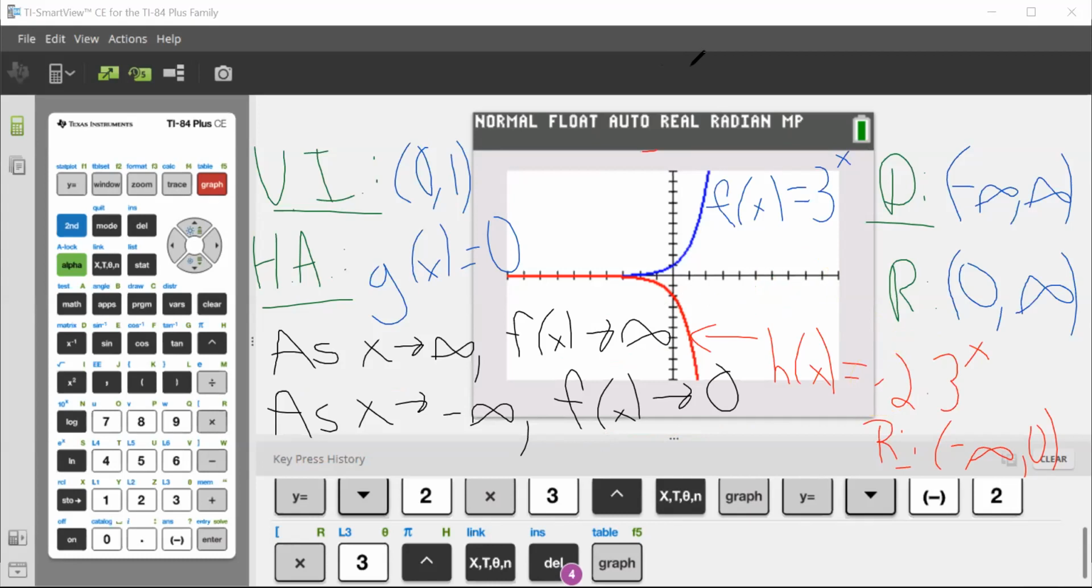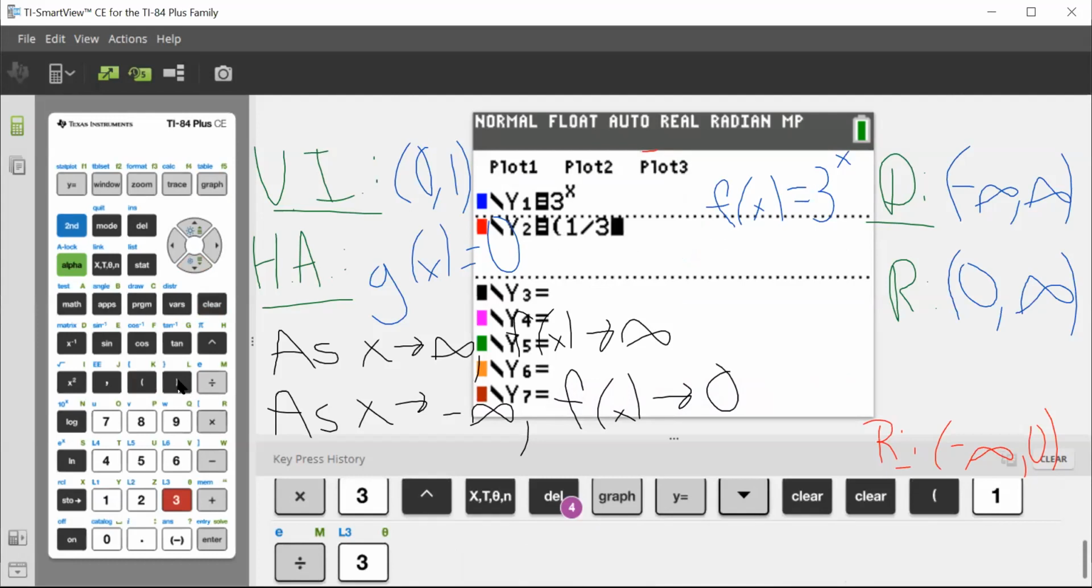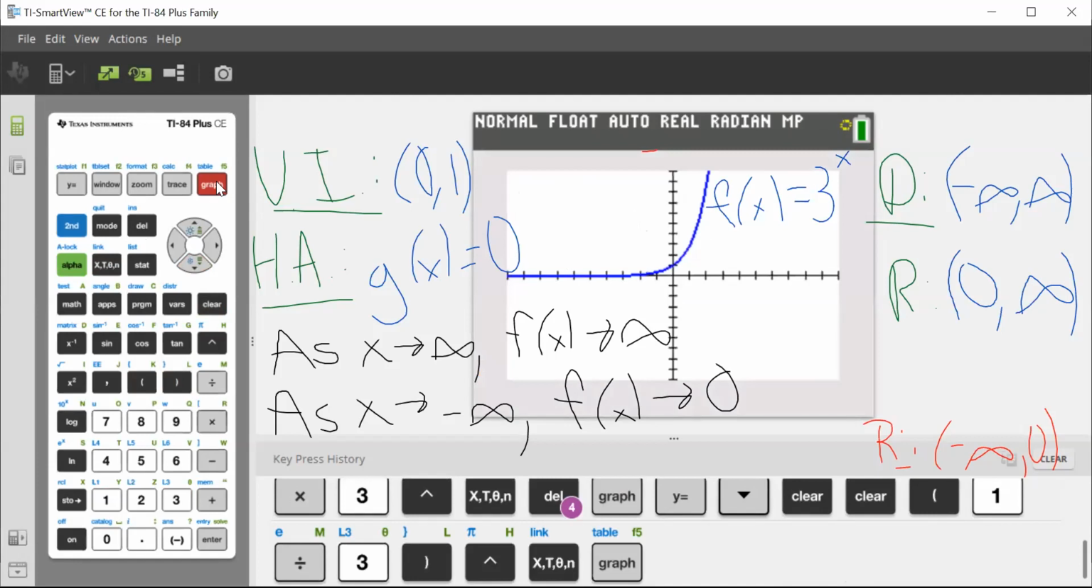All right, and then one more form I want to compare this to. Let's look at what happens now if we graph just 1/3 to the x. How that differs. So there's our 3 to the x, and there's the 1/3 to the x. And what do we notice happened? Well, it looks like there was some sort of reflection across the vertical axis. So that's something to note.